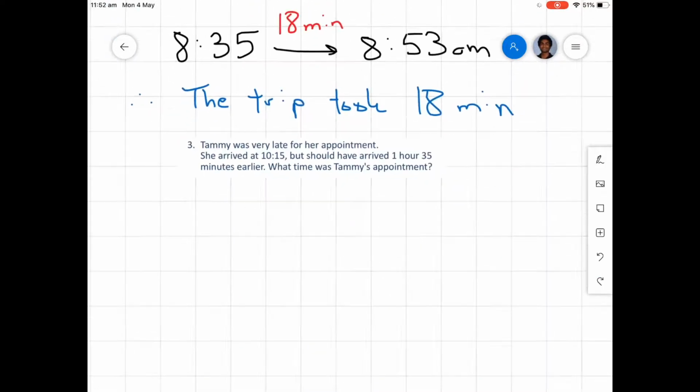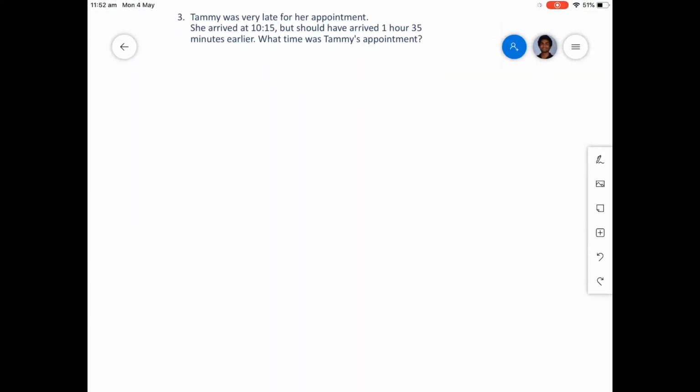Let's move on to question number 3. Question 3 is a little bit more complicated, but only because it's a subtraction instead of an addition. So question 3: Tammy was very late for her appointment. She arrived at 10:15, but should have arrived 1 hour and 35 minutes earlier. What time was Tammy's appointment?